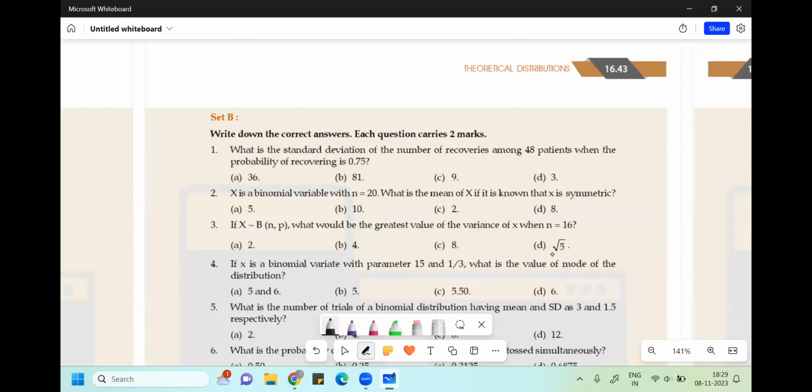So here, question number 2, your answer would be 10, because when it's symmetrical, P is half, and the mean formula is N into P. Question number 3, your answer would be 4. You get a maximum variance, so that time your formula of maximum variance is N by 4.